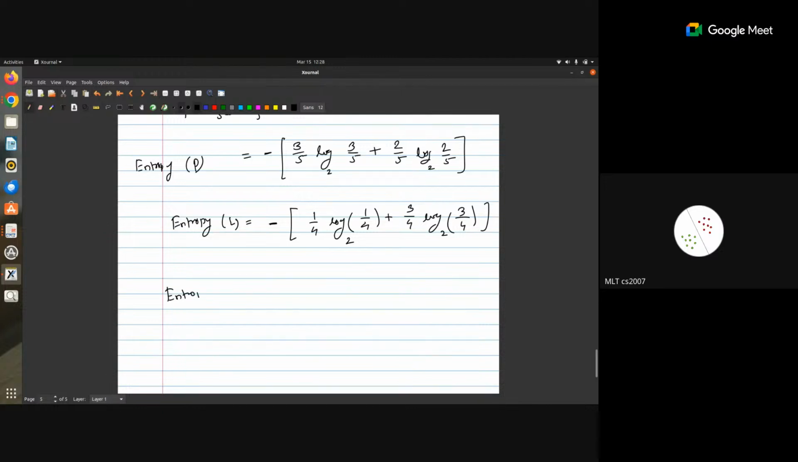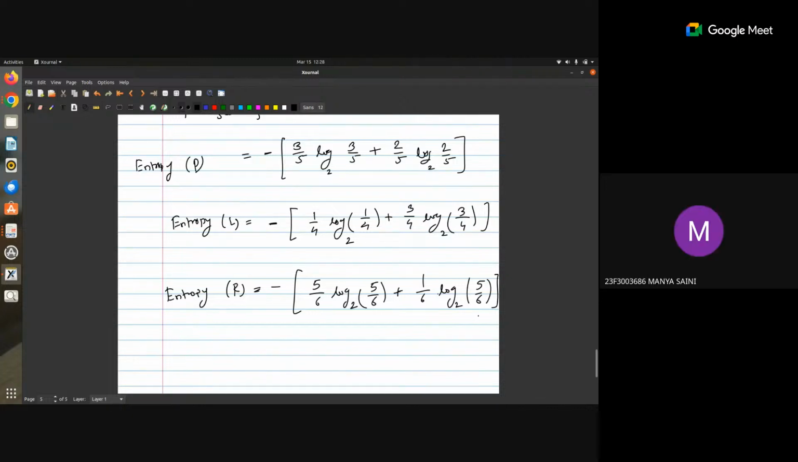Similarly, the entropy in the right child will be minus of 5 by 6 log to the base 2 of 5 by 6 plus, not 5 by 6, it's 1 by 6 because it is 1 minus p, log to the base 2 of 1 by 6. These are the entropies.